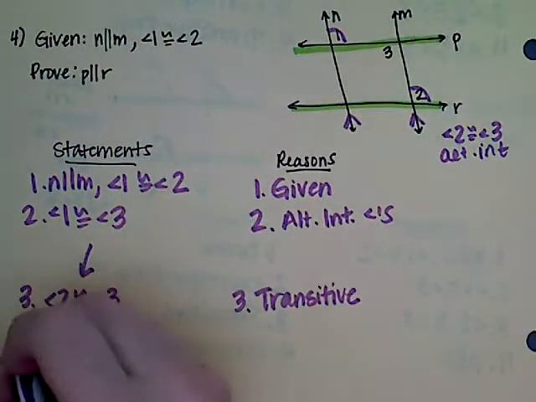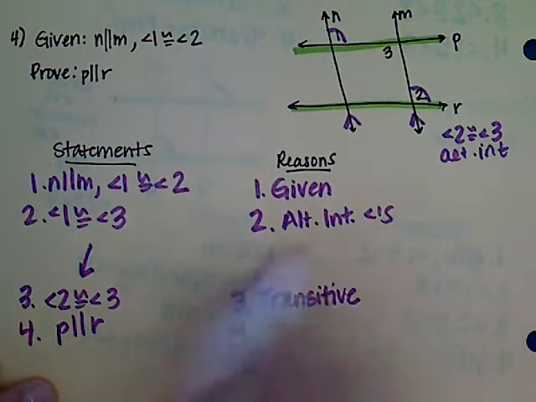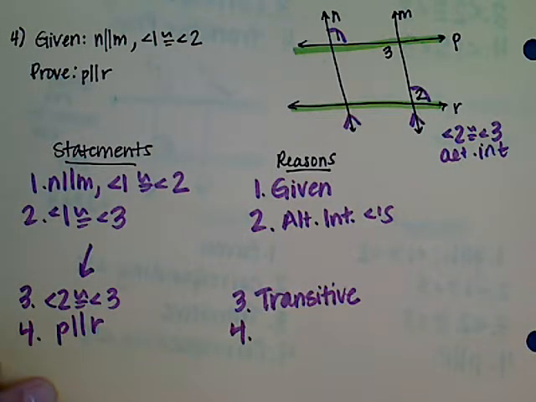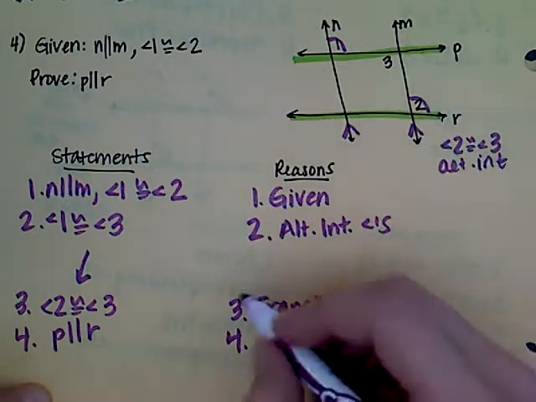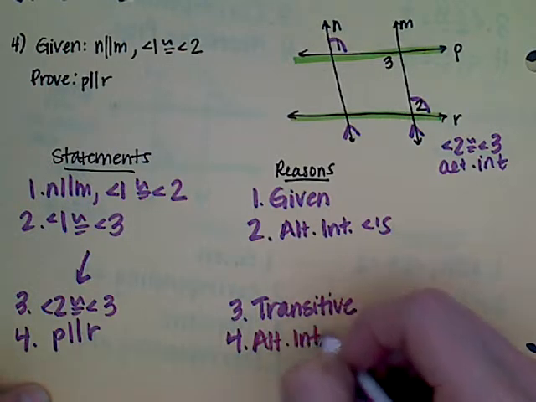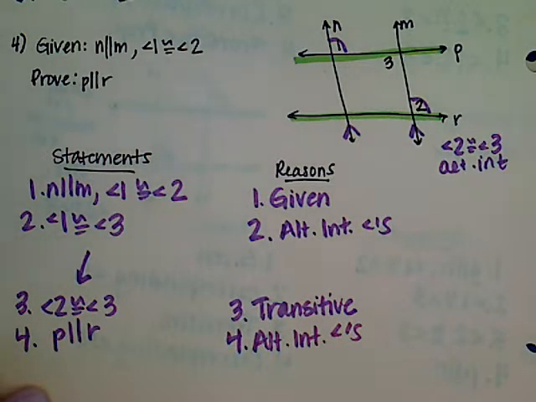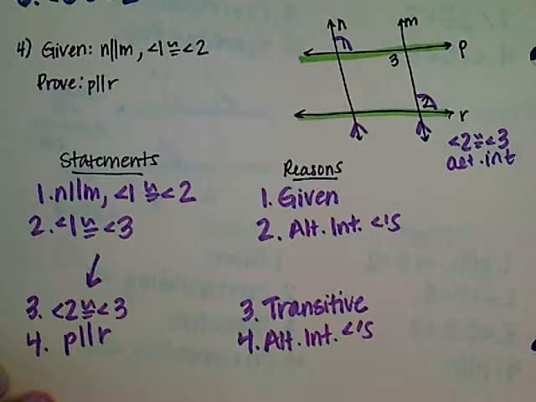And then finally, we can say that P is parallel to R. And again, remember, the thing that let us say that P and R are parallel is that 2 and 3 were congruent, because they are alternate interior angles. If alternate interior angles are congruent, then those two lines have to be parallel.